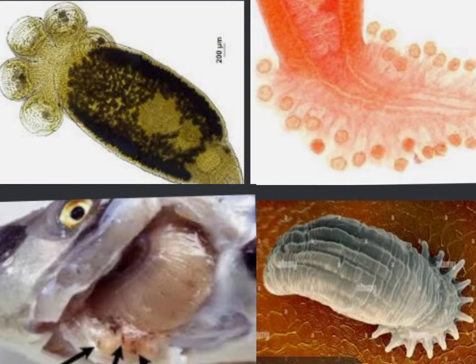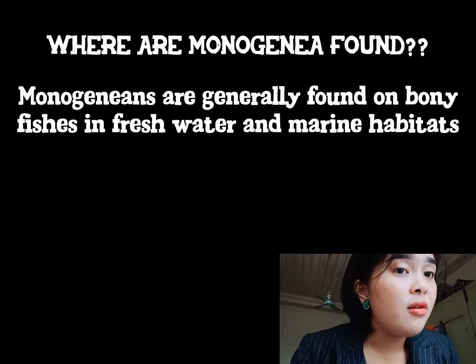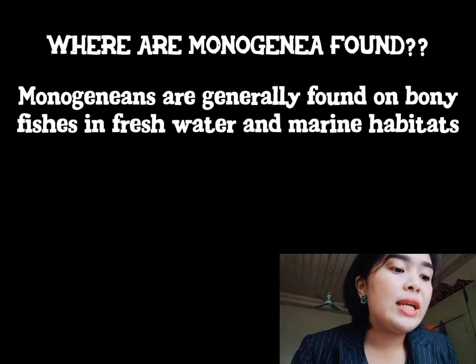With over 4,000 species, the class Monogenea consists of parasitic flatworms that belong to the phylum Platyhelminthes. They are commonly found in aquatic habitats, where the majority of species exist as ectoparasites of fish and other organisms. So where are monogeneans found? Monogeneans are generally found on bony fishes in freshwater and marine habitats.